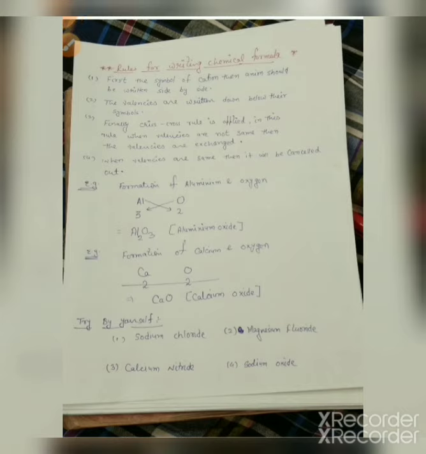Time up, stop writing. So what are the formulas of the following compounds? Sodium chloride, NaCl, because valencies are the same and they cancel out. Magnesium fluoride, MgF2. Calcium nitride, Ca3N2. Sodium oxide, Na2O. Okay, now we will try with some polyatomic ions.